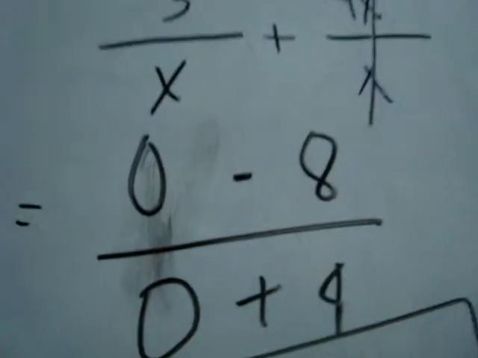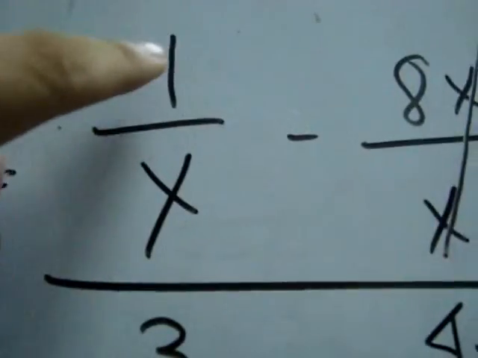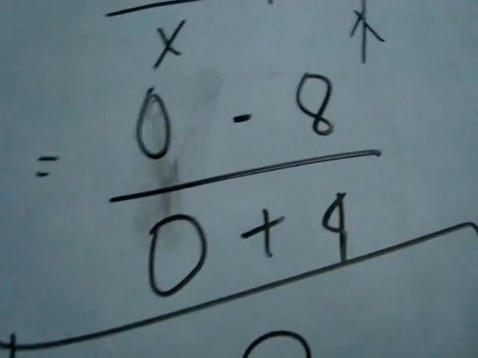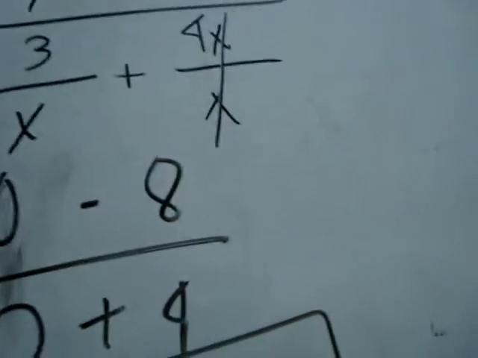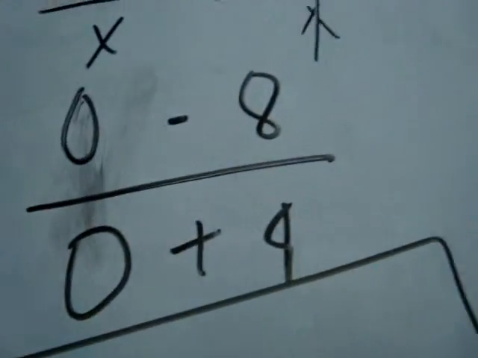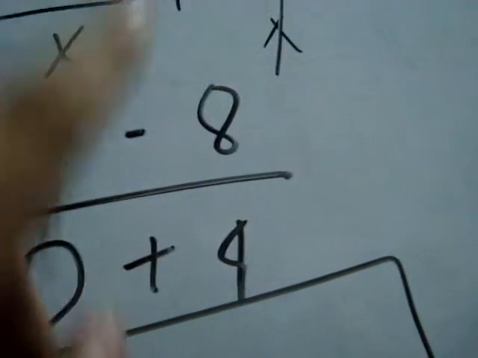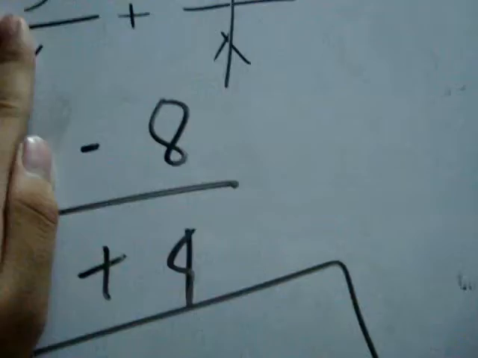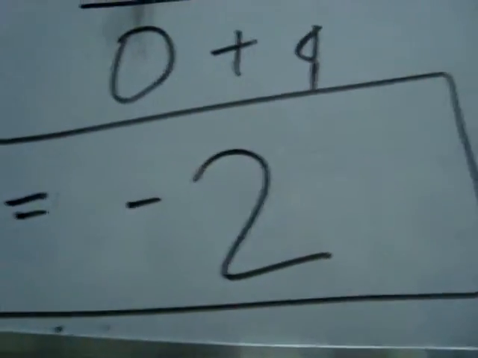So here we have 0 from 1 over x, minus 8 from 8x over x. Then 0 from 3 over x and 4 from 4x over x. We can already solve this by negative 8 divided by 4, and here's our final answer, negative 2.